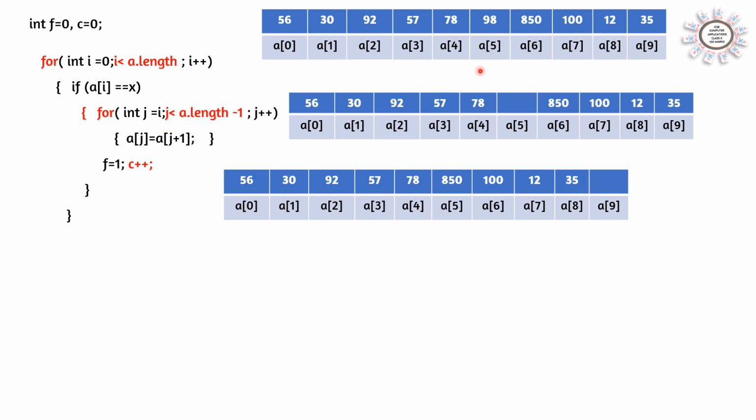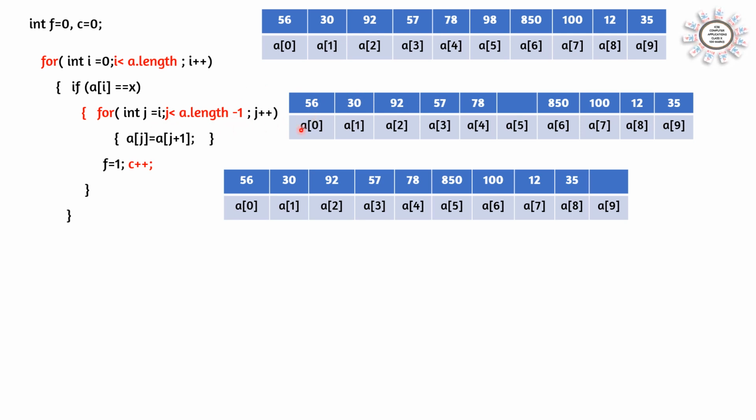Here, if the number is 98, the number is present in the A5 position. So till A4 there is no need of any change. So the j loop will start from i, whatever position the number is at. In this case, i is 5, so the j loop is starting from 5. And j is less than a dot length minus 1. Here we got one number. That means while printing, one number will be less. So here a dot length minus 1 and j plus plus.